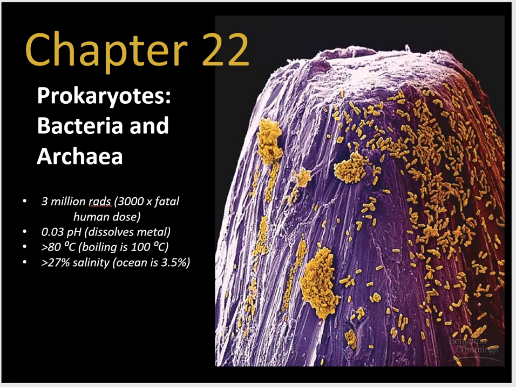They can live in stuff that has a pH that's just incredibly acidic. Look at that, 0.03. These are conditions where the acid actually is capable of dissolving metal. Boiling conditions, right? Remember, 100 degrees is boiling in Celsius, right? The ocean, just for comparison, they can live in conditions that are greater than 25%, greater than a quarter salinity. Just for comparison, the ocean is 3.5. So what, 8, 9 times more salinity than the ocean they can live in.